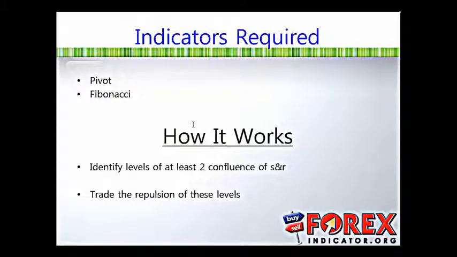One more thing you need is the stochastic indicator. Your setting is the slow stochastic indicator of 5-3-3. So let me show you exactly how it works.